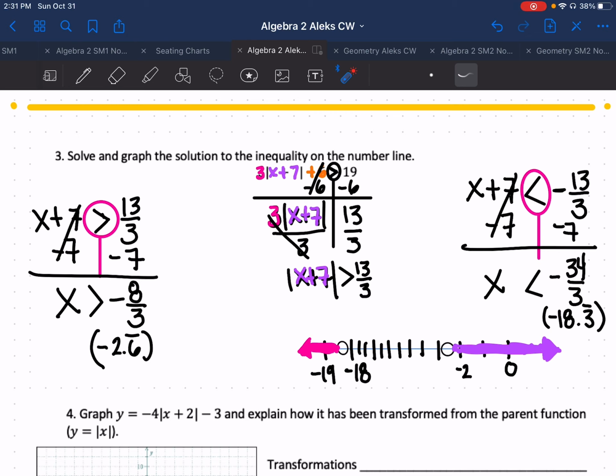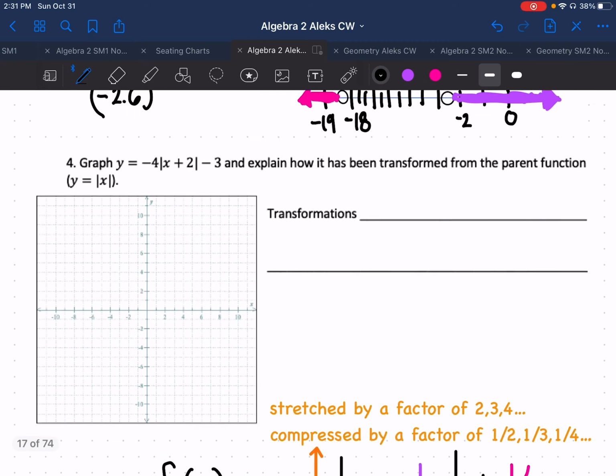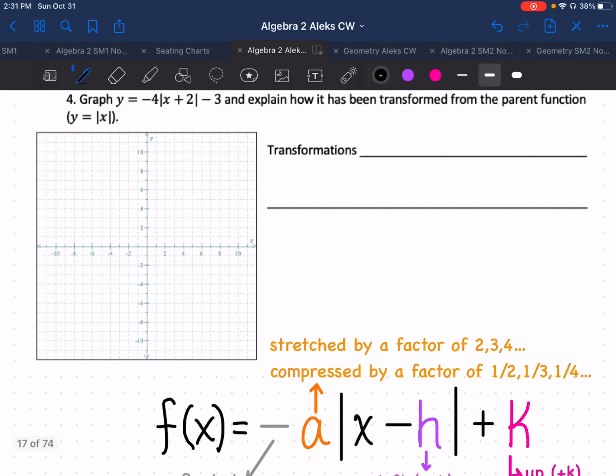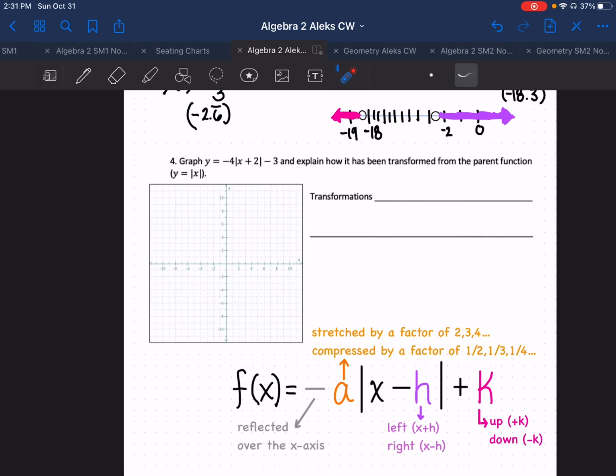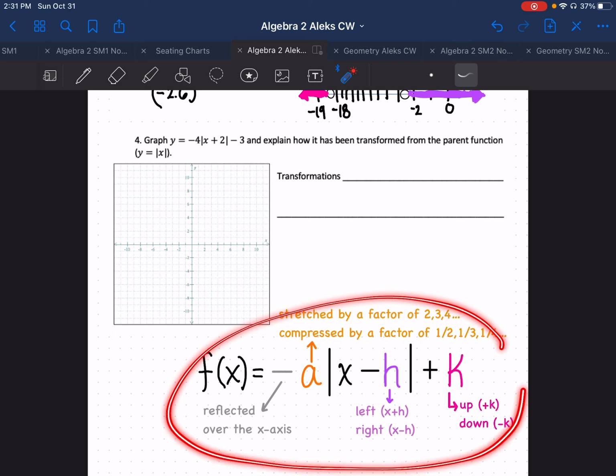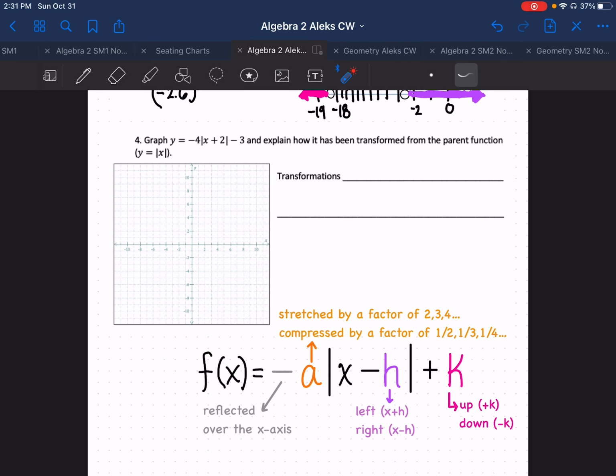All right. The last question on our test today is going to ask us to graph once again, and then it's going to ask us to explain how this graph, this one right here, has been transformed from my parent function. My parent function is this one right here. Down below, you're going to see that I've helped you out by giving you a key as to what to tell me about the transformation. But I'm going to go ahead and show you the graph first.